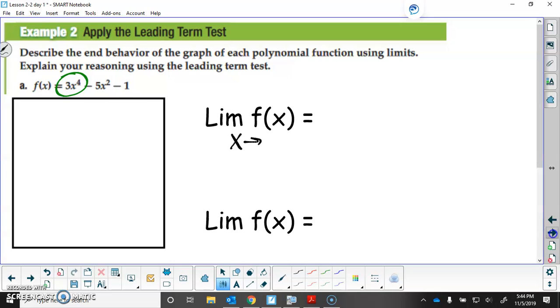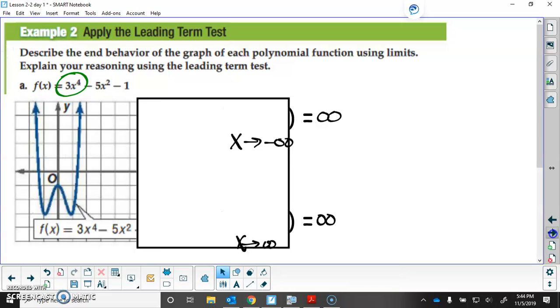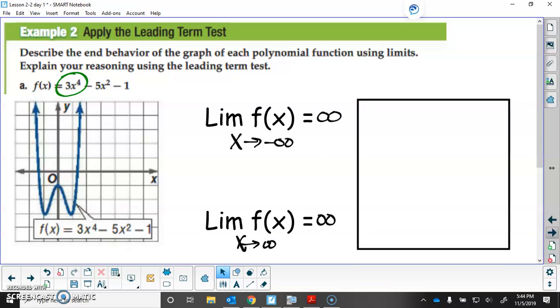Thus, the limit as you go to the left is going up, and the limit as you go to the right is also going up. If we now check this by looking at its graph, we can see that both ends do go up, and so we did describe the end behavior correctly. The directions say explain your reasoning using the leading term test. Well, the leading term test is just focused on the largest exponent and the leading coefficient.